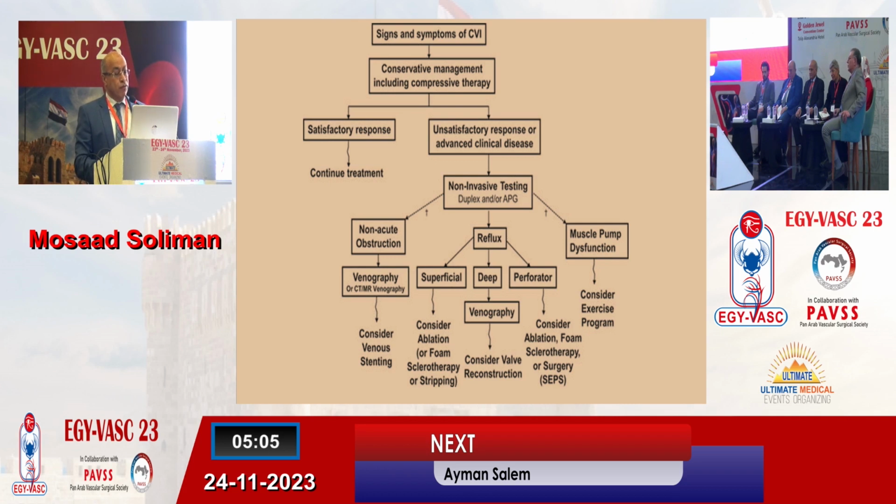With the assessment, we may find that the patient has either reflux or a non-acute obstruction of the system. So in cases of reflux, we can treat accordingly by venoplasty, vein transposition, or we may go through venous ablation of the superficial system.